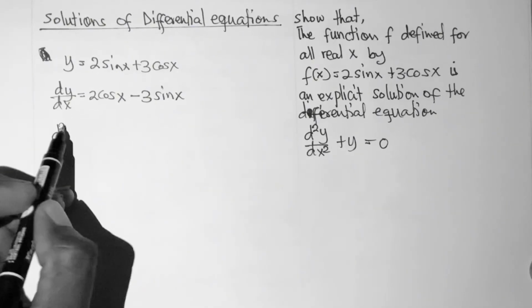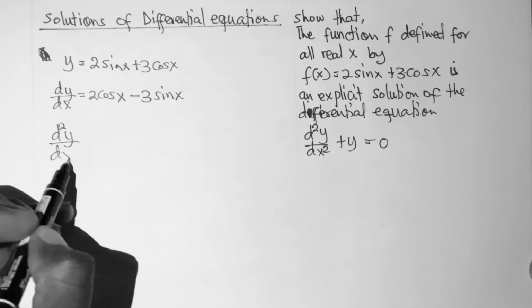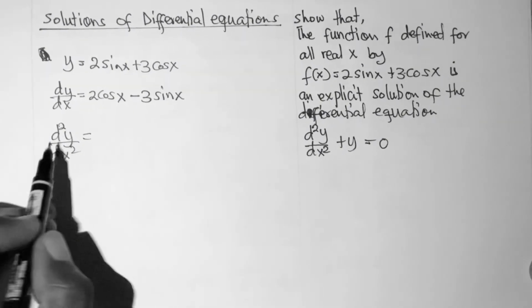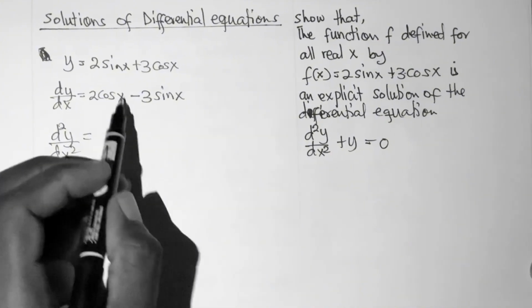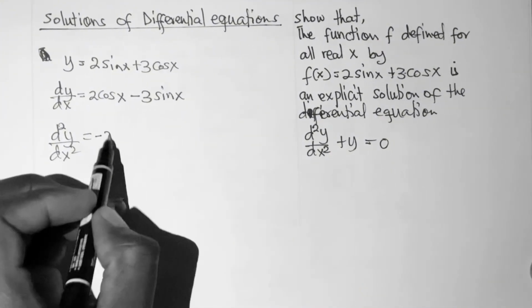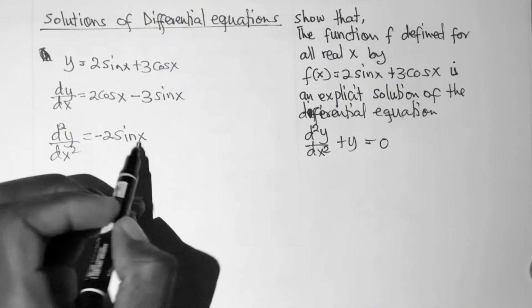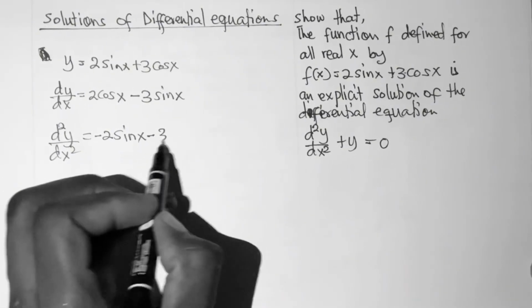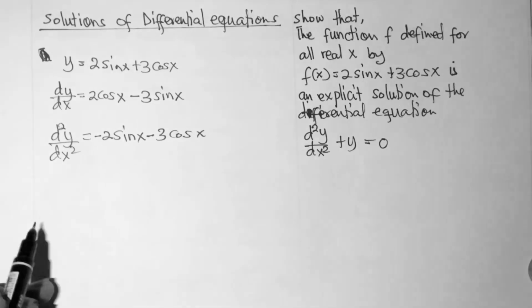Now let's evaluate d squared y dx squared. That means we should take the dy dx and differentiate it further. If you differentiate cos x, you get minus sine x. So this becomes minus 2 sine x. And if you differentiate sine x, you get cos x. So this becomes minus 3 cos x.